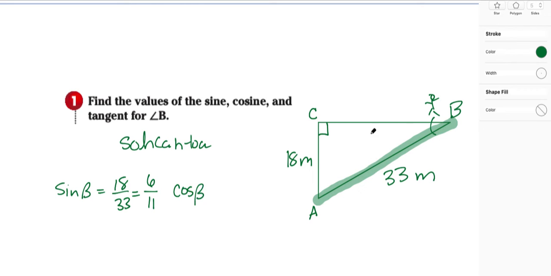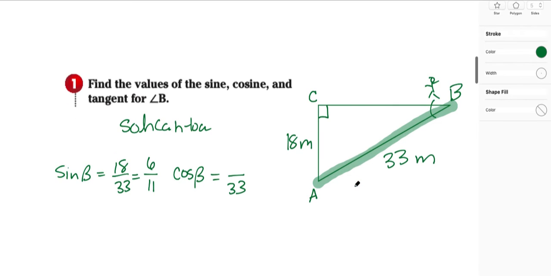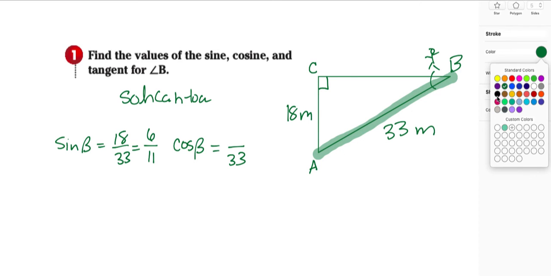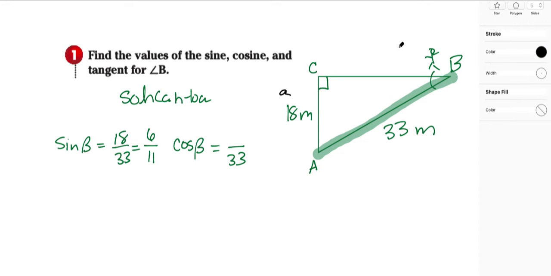So the cosine of angle B, remember cosine is adjacent over hypotenuse. So I know that the 33 is going to be in the denominator, but this adjacent one I need to figure out. And the way I'm going to do that is the Pythagorean Theorem. You remember we briefly mentioned earlier that with the Pythagorean Theorem, the legs of the right triangle are interchangeably A and B, but the hypotenuse is C.